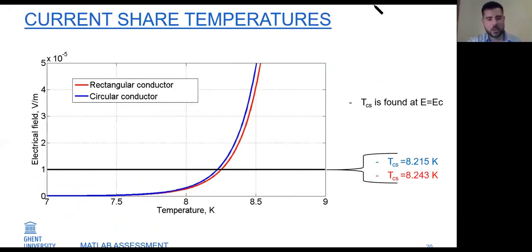And then we see the current sharing temperatures. I did one run for each of these temperatures with all the points of the cross section, and after making a mean, you obtain these two lines, and in the point where the electric field is critical, we get the current sharing temperature. We see that the current sharing temperature is higher in the rectangular conductor, which is what we want. With a higher current sharing temperature, we avoid this phenomenon for more time in case of perturbance or if something goes wrong.